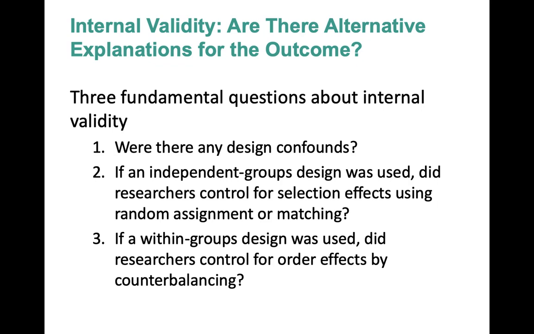And then third, if experimenters use a within groups design, did they control for order effects by counterbalancing? And again, this is only relevant in a within groups design. So like in the note-taking study or in the pasta eating study, the counterbalancing isn't relevant. So these are three things when you're reading published research to be on the lookout for, as a way to interrogate internal validity and to be on the lookout for whether there are any alternative explanations.